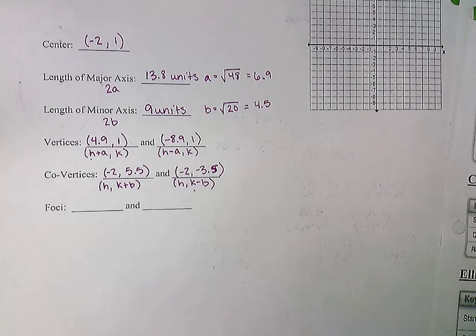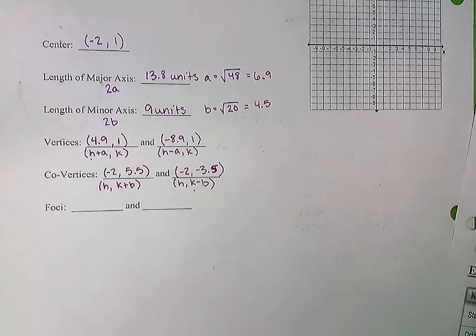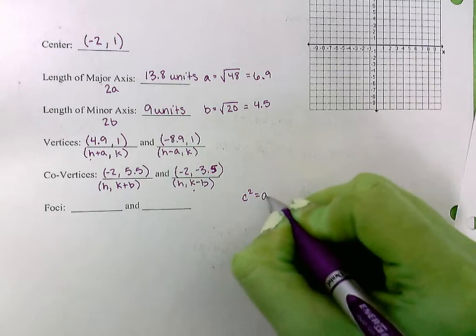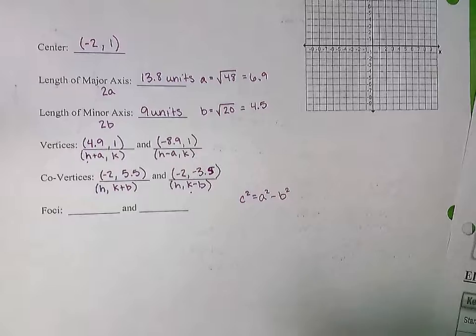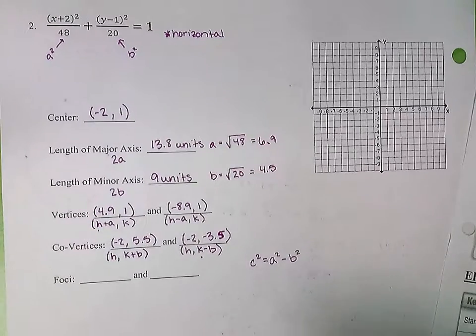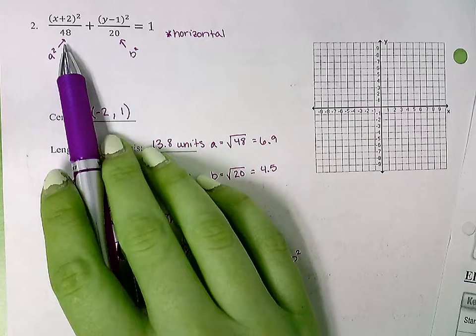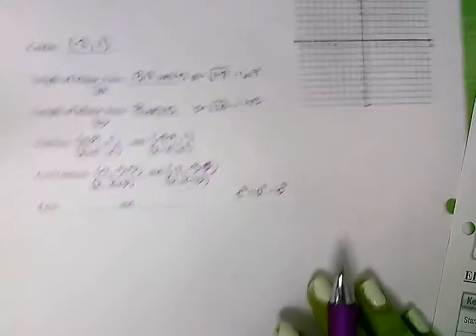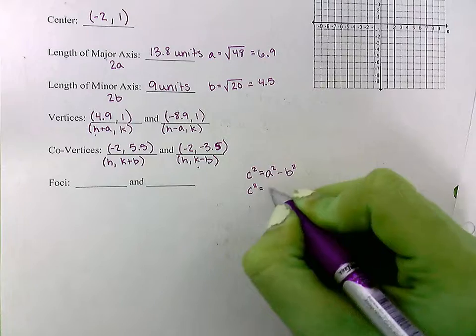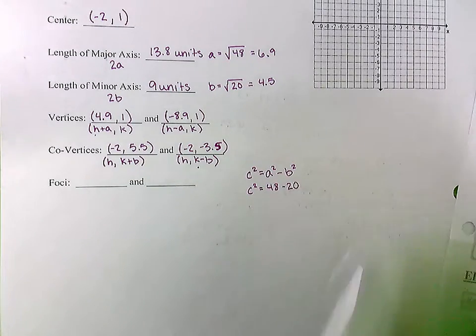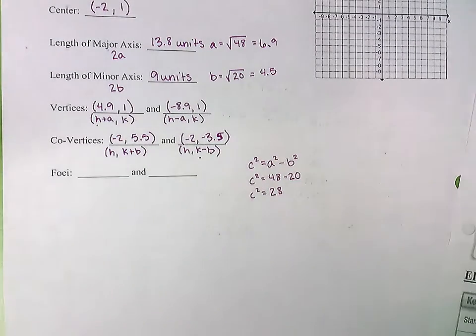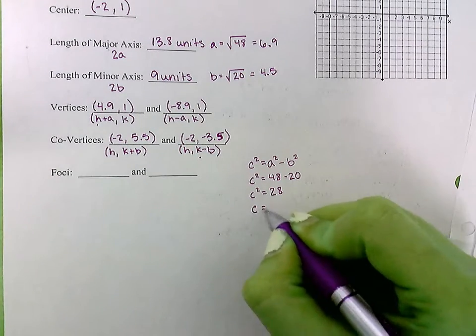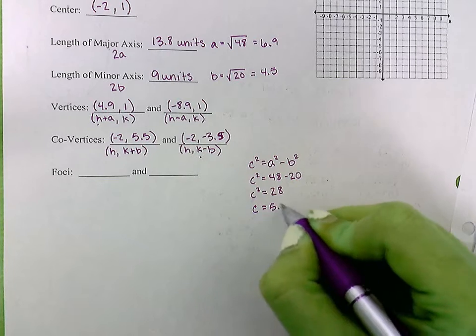For the last one here, your foci points, you need to find c again. We're using this equation, and I already have a squared and b squared up here in your equation. a squared is 48, b squared is 20. So we have c squared is equal to 48 minus 20. So c squared is equal to 28. Take the square root, and c will be about 5.3.